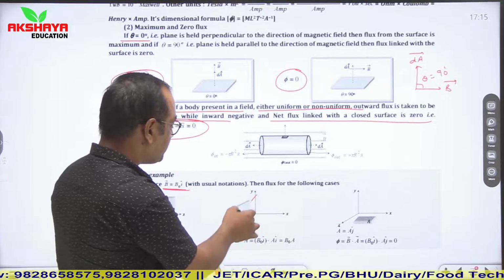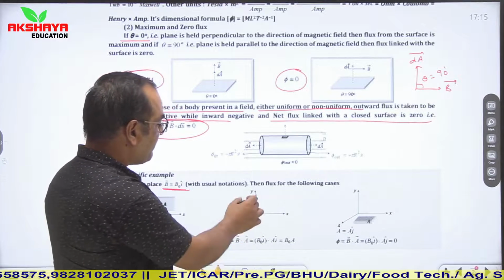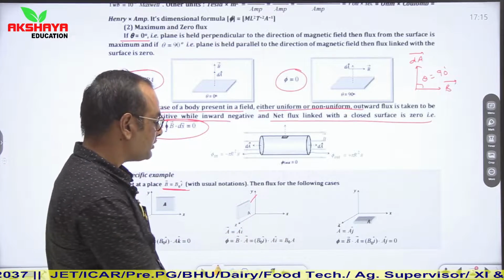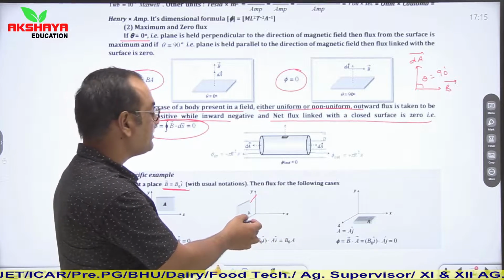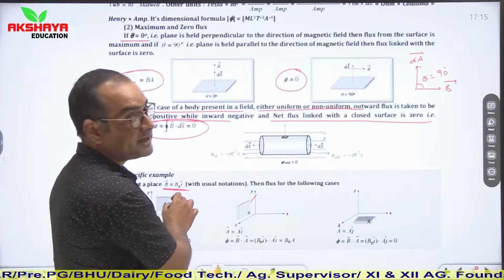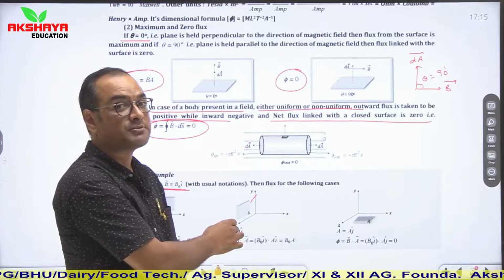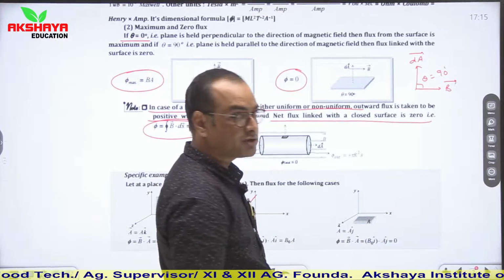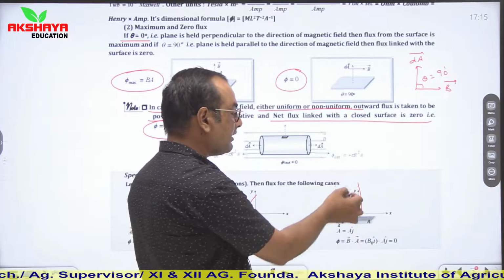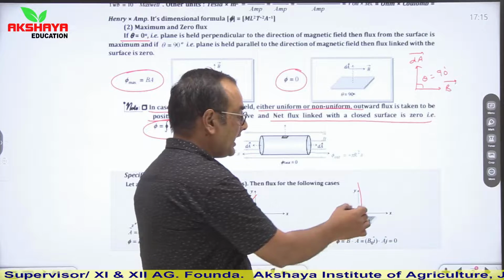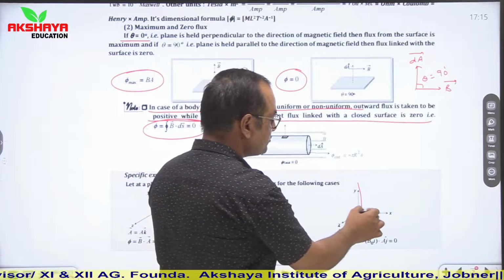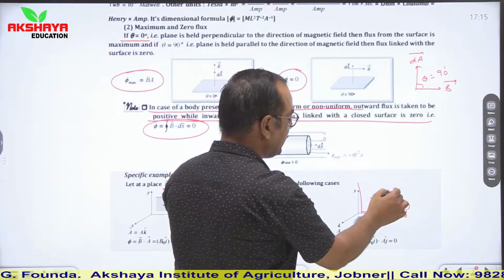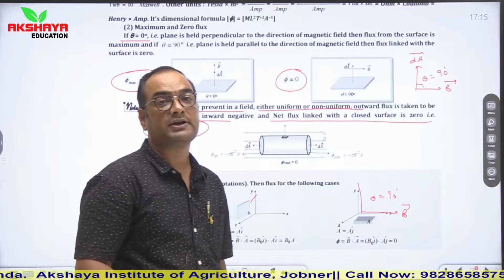Here again it is placed in the yz plane, so the area vector is perpendicular to the yz plane, which means in the x direction. So in this case flux will pass maximum because the magnetic field is also in the x direction, so the dot product becomes maximum. Here in this case it is placed in the xz plane, so again its area vector is along the y direction, hence the angle is 90 degrees because the magnetic field is in the x direction. So theta is equal to 90 degrees, hence magnetic flux becomes 0.